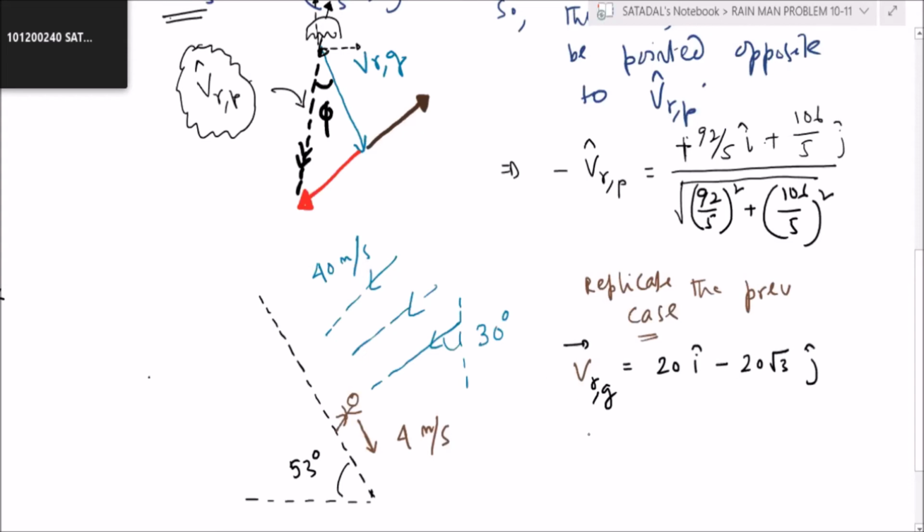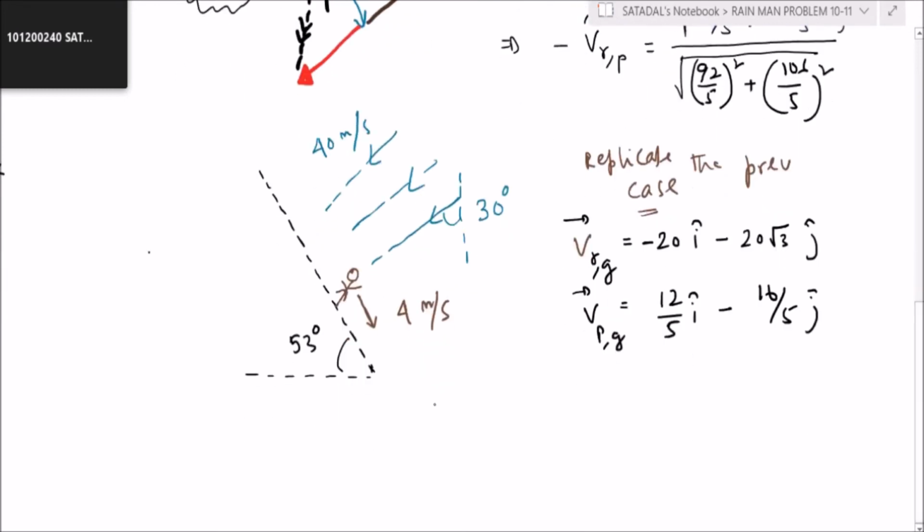Well tried, very good. So now velocity of the person with respect to ground is equal to 4 cos 53, which means 12 by 5 I cap minus 4 into 4 by 5, 16 by 5 j cap. Now, velocity of rain as appearing to the person is, we know the formula, velocity of rain with respect to ground minus velocity of person with respect to ground.